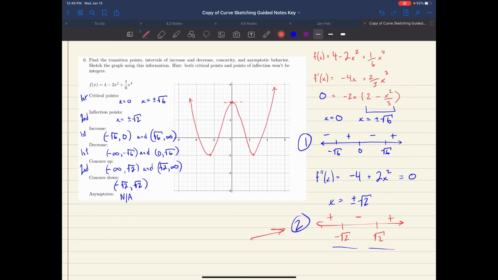Negative root 2 and root 2 are points of inflection. That means somewhere at negative 1.41 and 1.41, it's going to change concavity. If you look at this, it is somewhere in there, a rough estimate on the graph. But these graphs are never perfect. They are just sketches. They're just more detailed sketches than what we could do before without calculus.